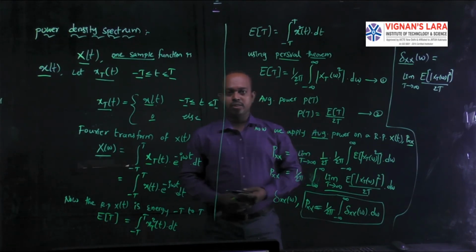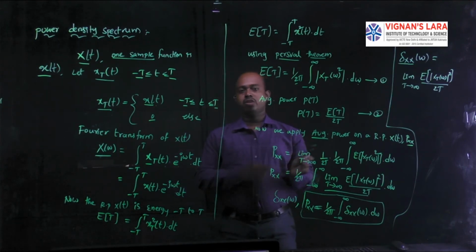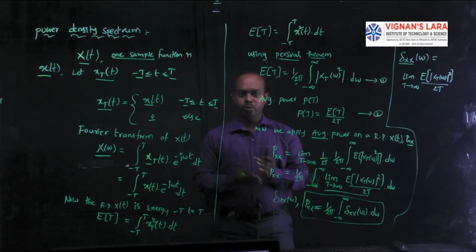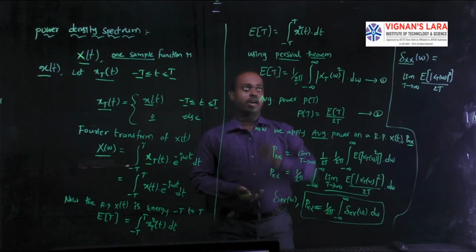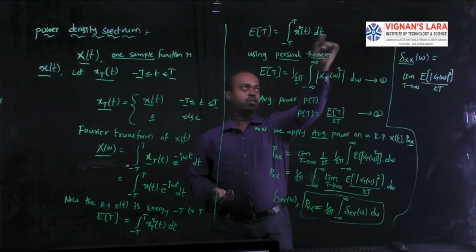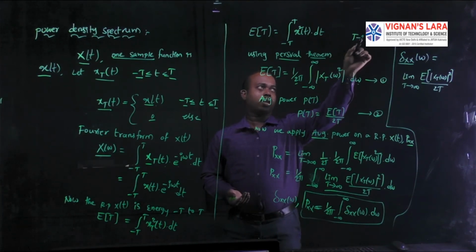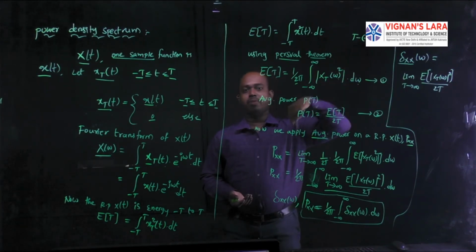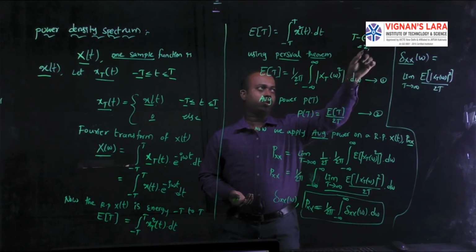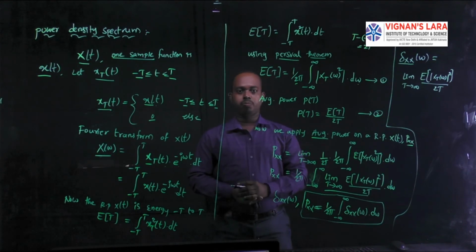Here you can consider the average power. The average power is obtained by dividing the energy by its complete duration. The energy lies between minus T to plus T. In this interval, the complete duration is the higher limit minus the lower limit, which is a total of 2T. That is, I have to divide the entire energy value by this.